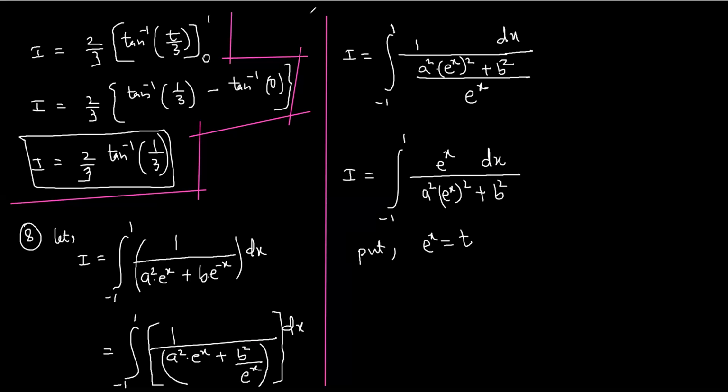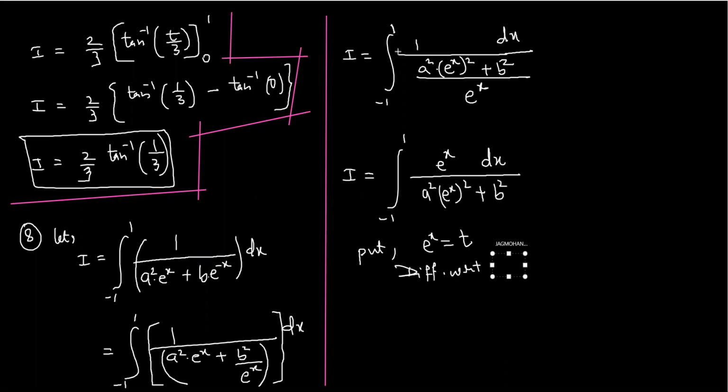Which e raised to x am I putting as t? It is this e raised to x I'm putting as t, and when I differentiate, this e raised to x dx will become dt. So I write here, differentiating with respect to x. You can differentiate with respect to x or t, hardly it matters. If I differentiate with respect to x, then I will get d by dx of e raised to x, and here I will get dt by dx. And if I had differentiated with respect to t, let me do that also.